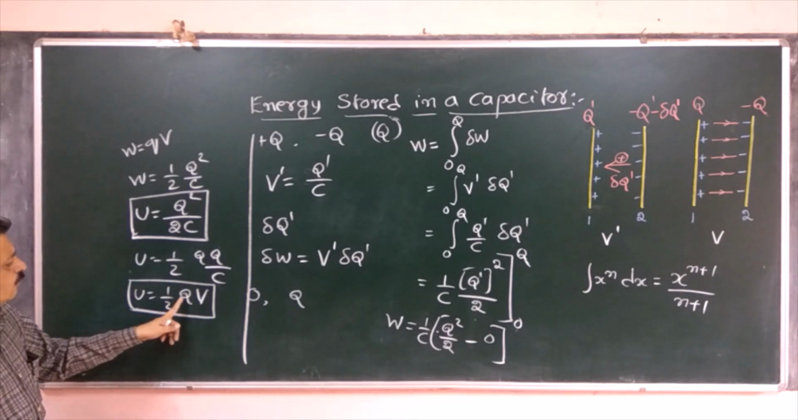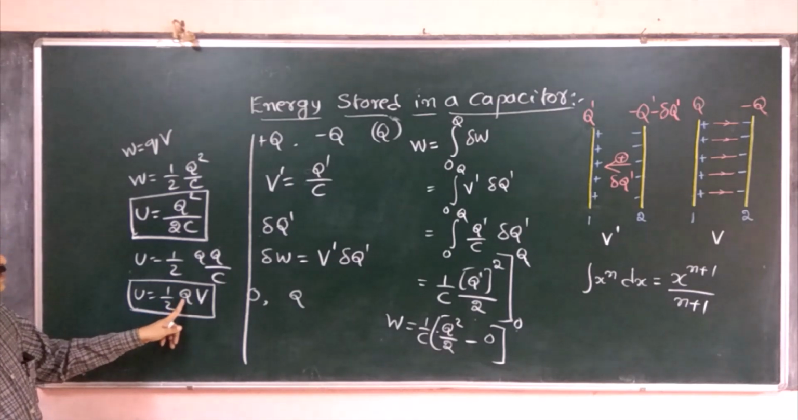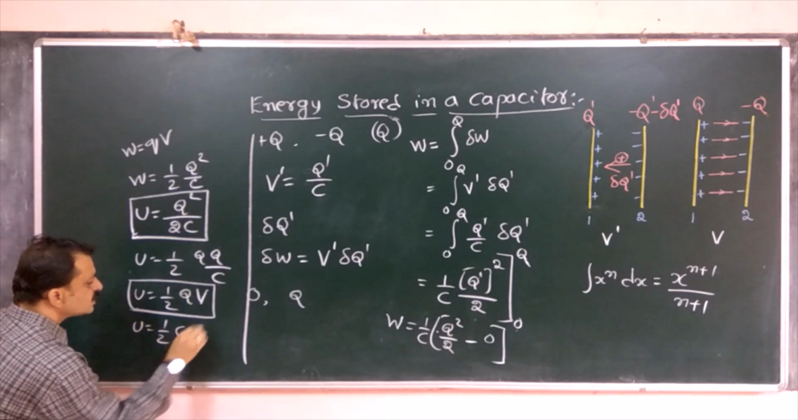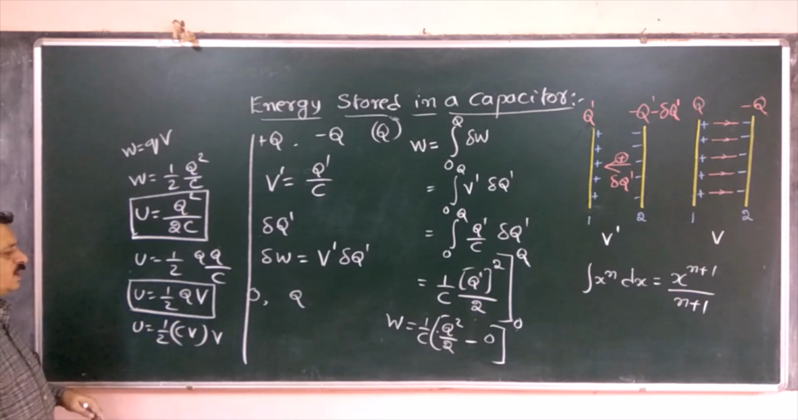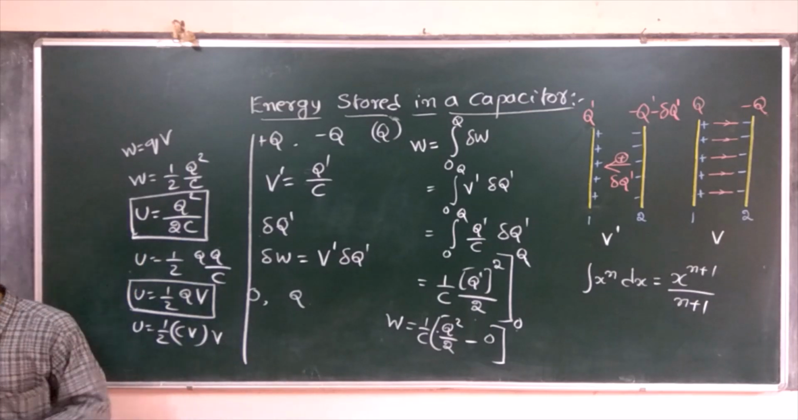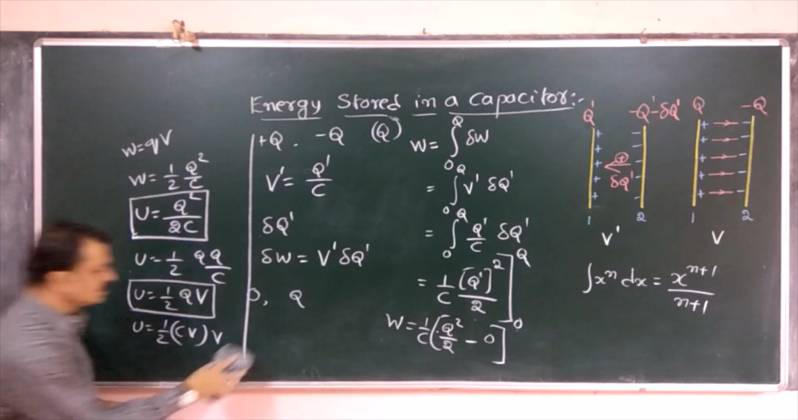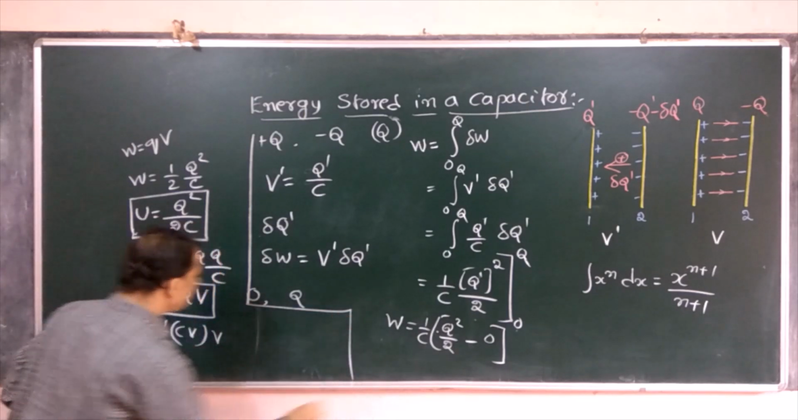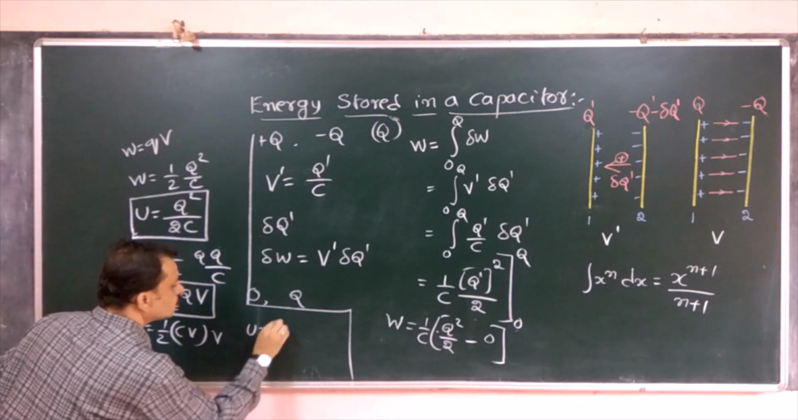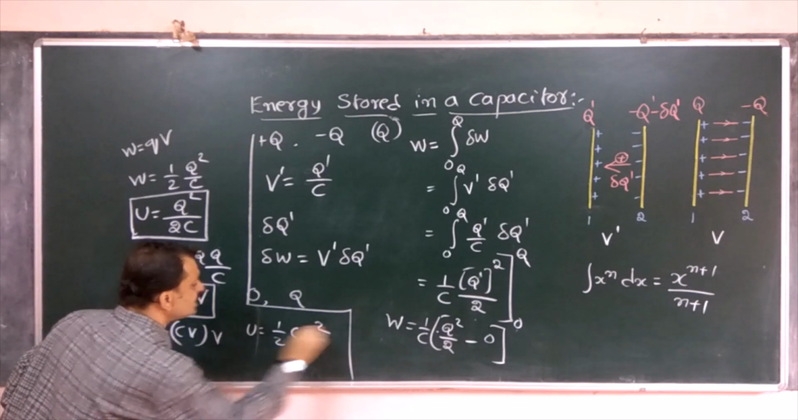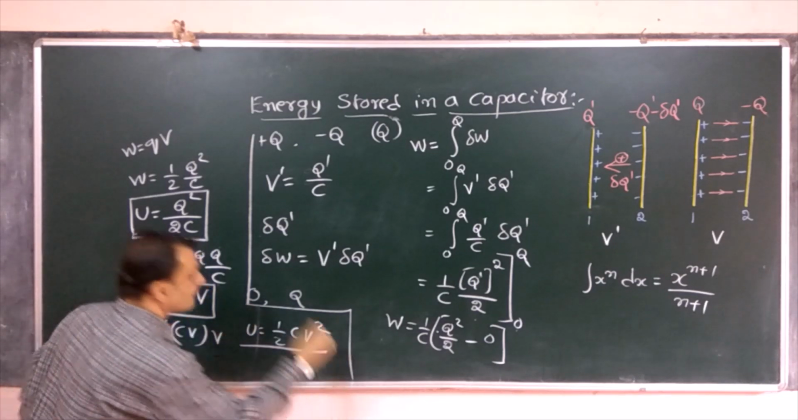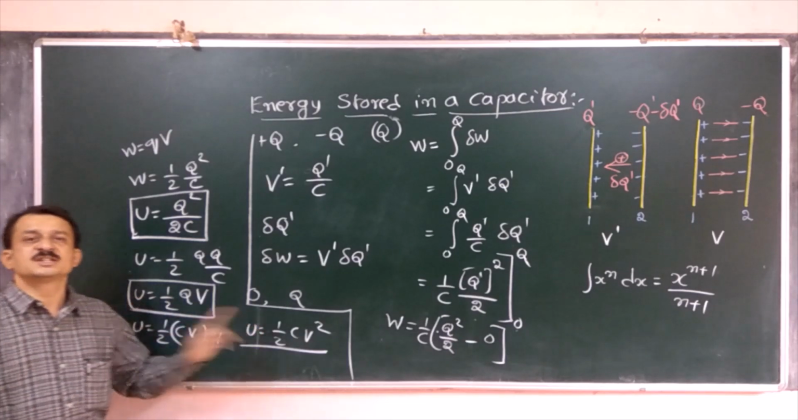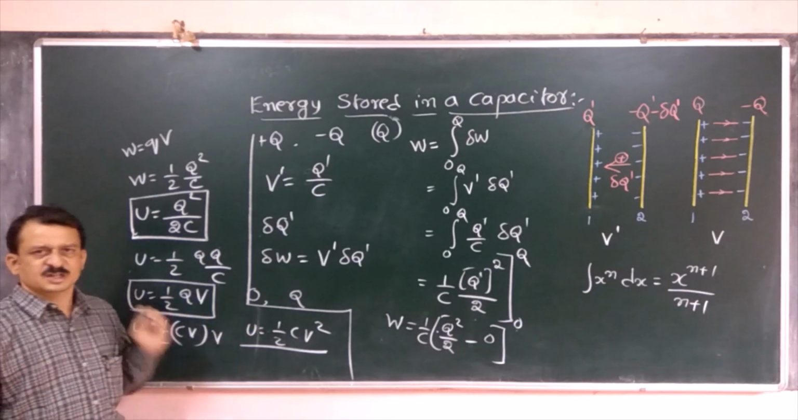If you substitute for Q, now what is Q? Q is C into V. Therefore, U is equal to half into C into V into V, which is half CV square. These are the different forms for potential energy in the case of a capacitor.